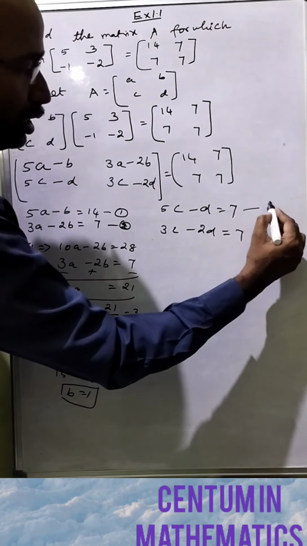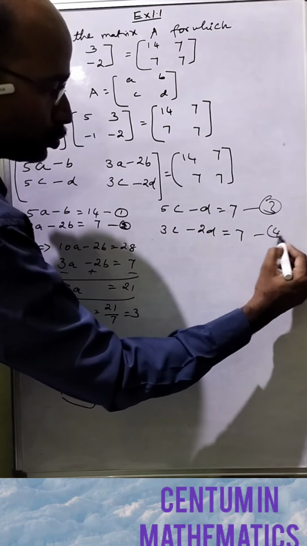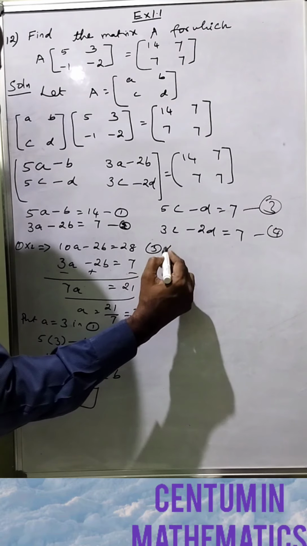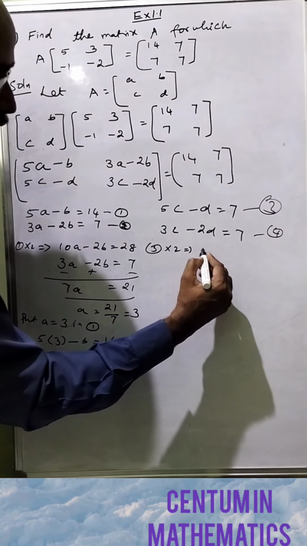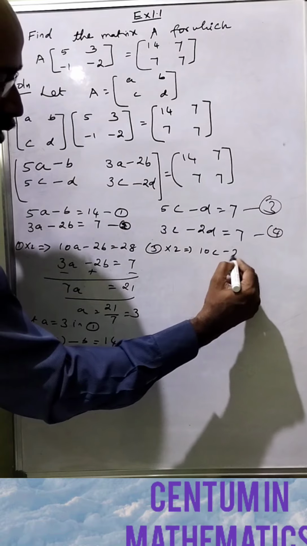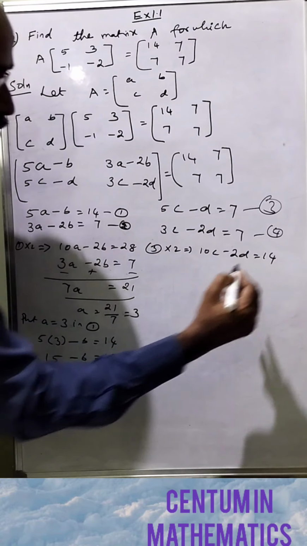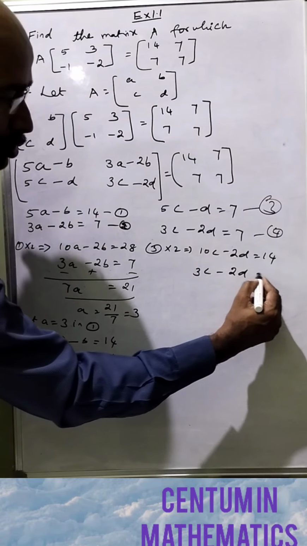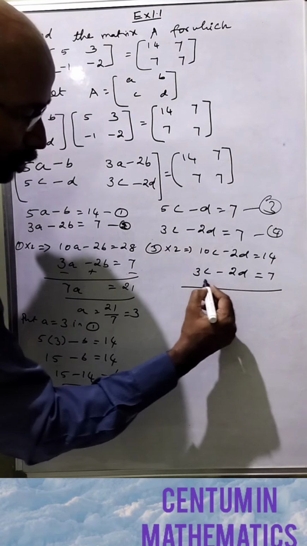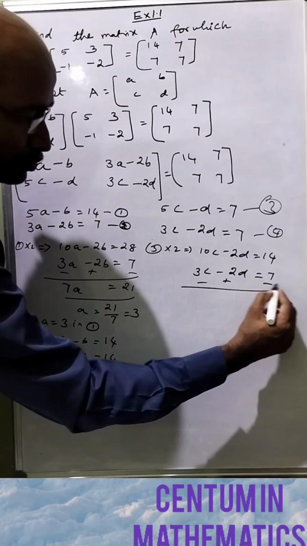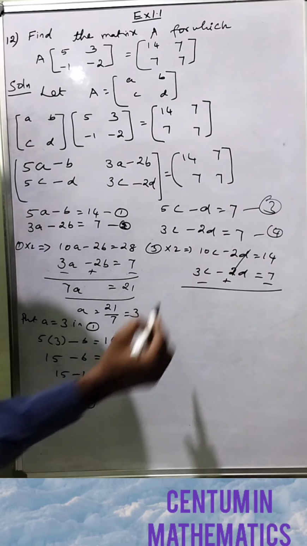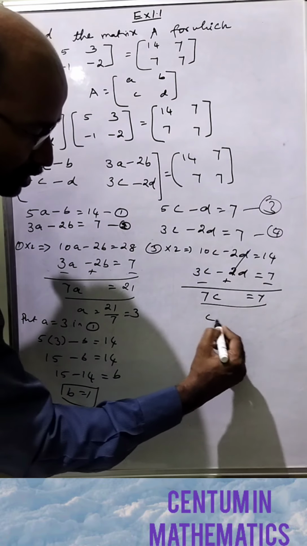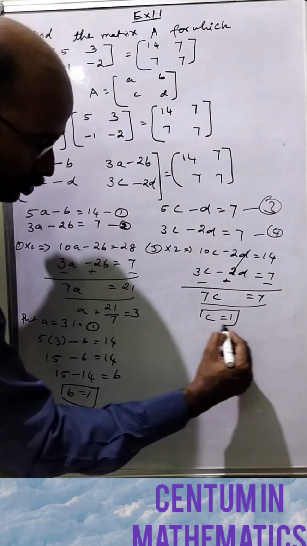Now here give the name 3, 4. Same method, third equation multiplied by 2. So we get 10C minus 2D equal to 14. Here 3C, no change, fourth one, minus 2D equal to 7. Subtract, sign will change. Okay, it will cancel. Then 7C equal to 7. So we get C equal to 1.